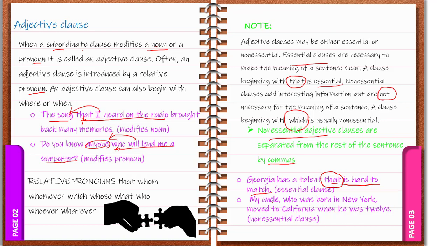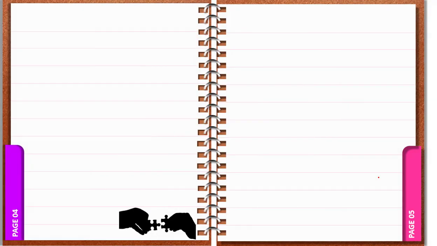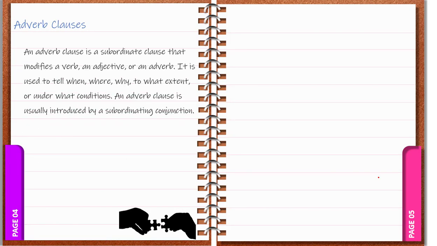Another example, my uncle, who was born in New York, moved to California when he was 12. Our adjective clause who was born in New York has two points to follow. It's introduced by the word who over here, and it has commas setting it off. This is an example of a non-essential adjective clause. Moving on to the next type of clause, the adverb clause.